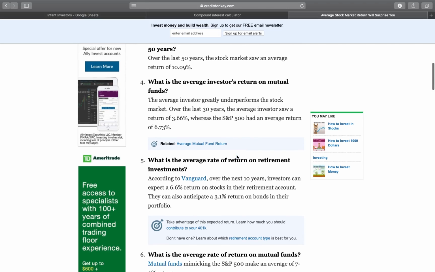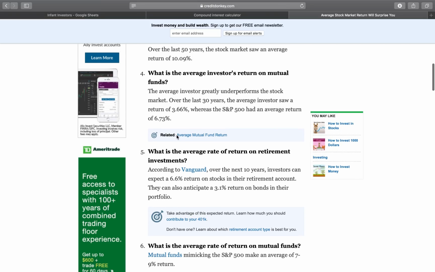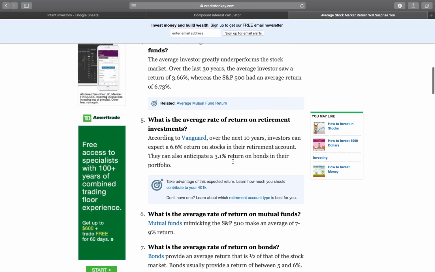The average investor return on funds: the S&P 500 over the last 30 years gave an average return of 6.73%, whereas the average investor underperformed the market at just 3.66%. So if you're an active investor doing your own portfolio, this was the average rate. If you just put into the S&P 500, this was the return that you're looking at. So again, just shy of 7%.